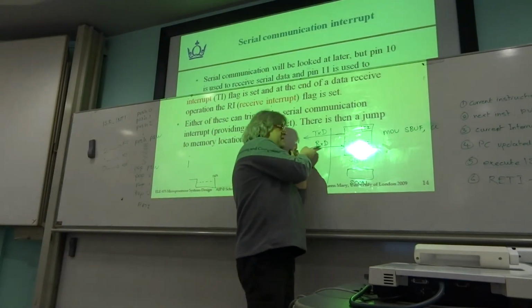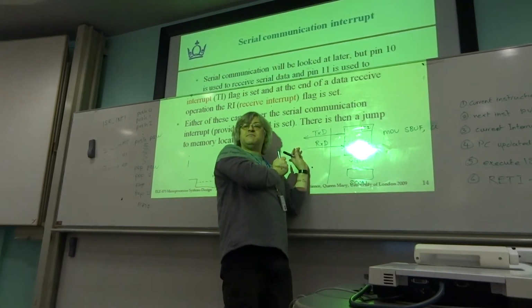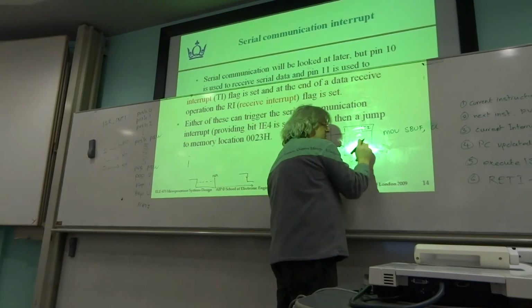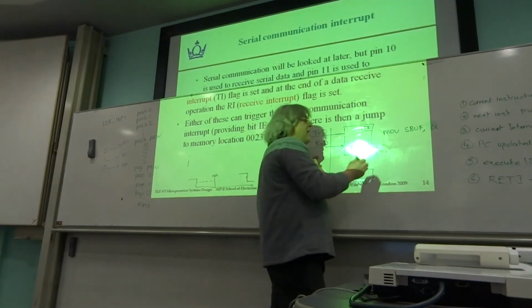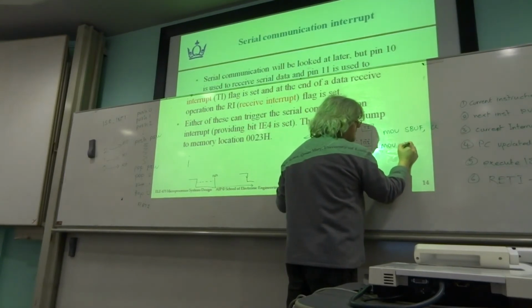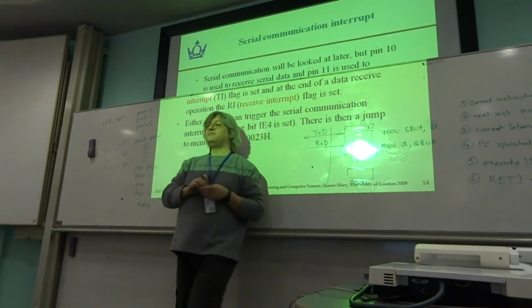If you receive another block of information before you've read this out, you will lose it. So as soon as the RI flag is set, it's your job to copy the contents out of here and put it somewhere else. So you would do something like move into the accumulator the contents of SBUF, for example.